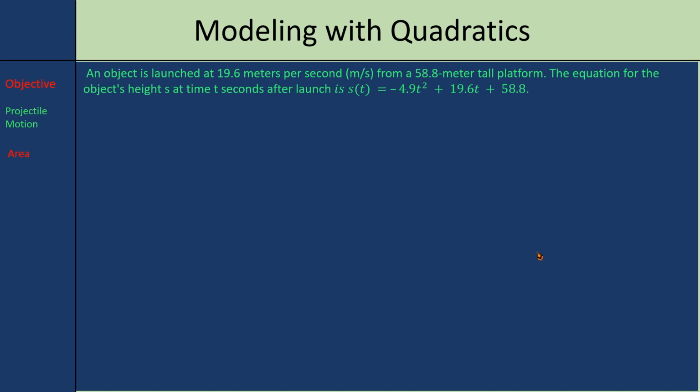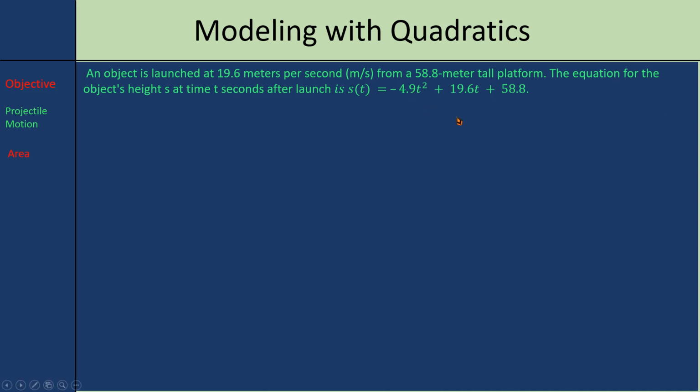So here, an object is launched at 19.6 meters per second from a 58.8 meter tall platform. The equation for the object's height, s, at time t seconds after launch is s of t is equal to this crazy equation. Now you read through that and it looks all crazy, right? But it's not really. All they give you is an s and a t instead of an x and a y. That's all it is, right? What is s? s is the height. t is the time in seconds.